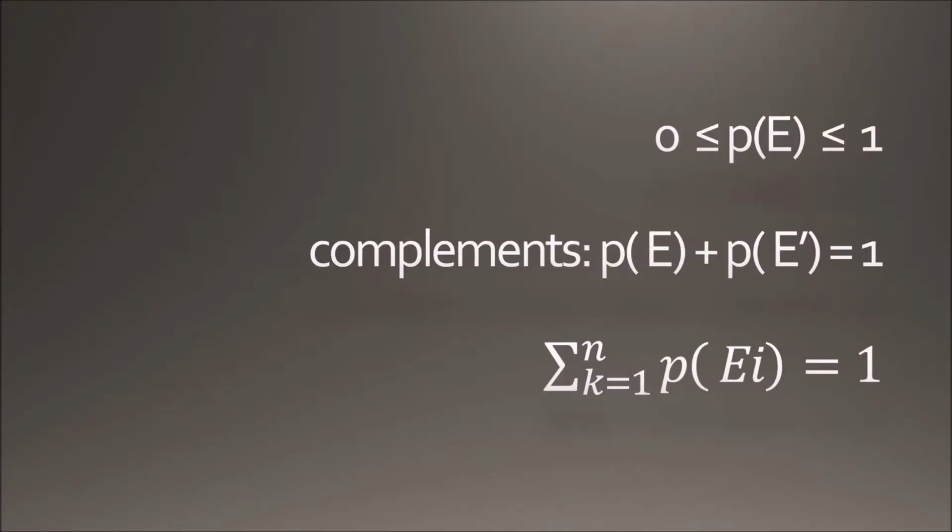So this repeats what I showed earlier. So first off, the probability of events is always going to be in between 0 and 1, that the probability of an event happening is complementary to the event not happening, and so that'll add up to 1, and that the sum of all the possibilities is equal to 1.